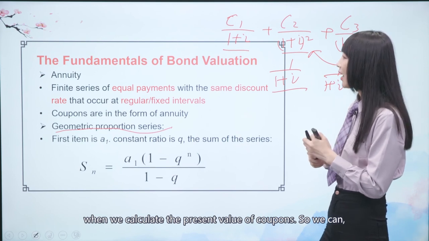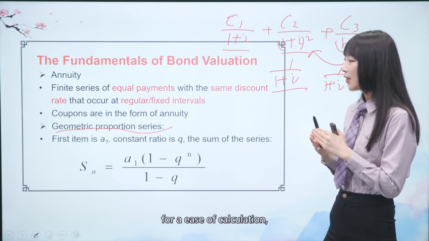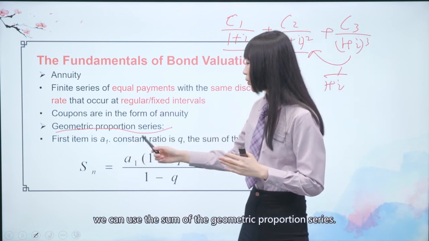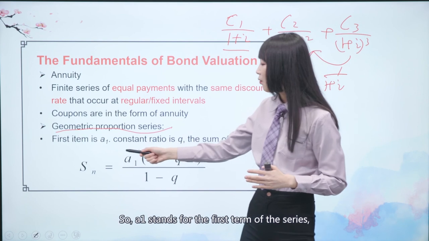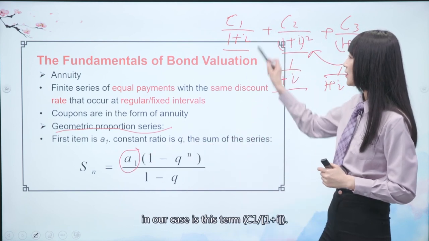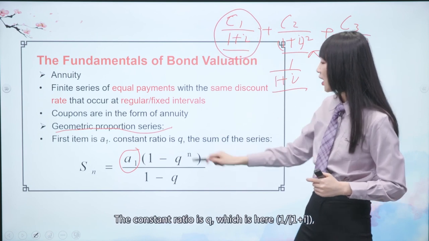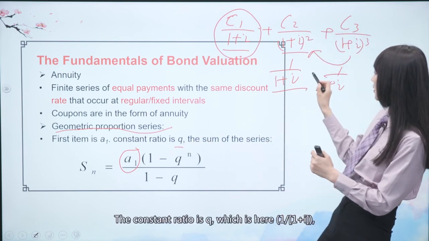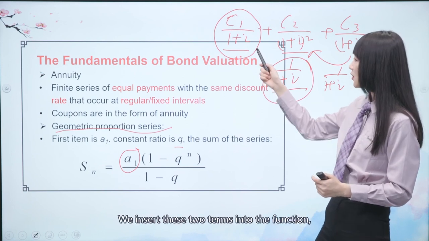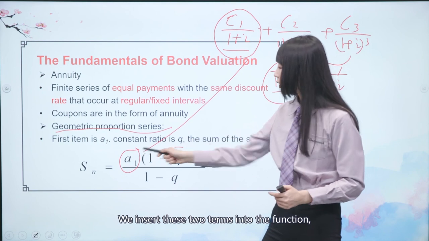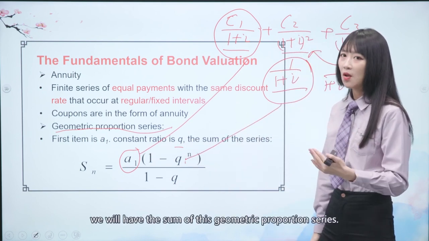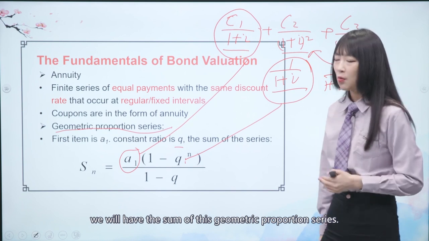So for ease of calculation, we can use the sum of the geometric progression series. A1 stands for the first term of the series, so in our case, it's this term. And the constant ratio is Q, which is here. So that is our constant term. Now, we insert these two terms into the function, and we will have the sum of this geometric progression series.